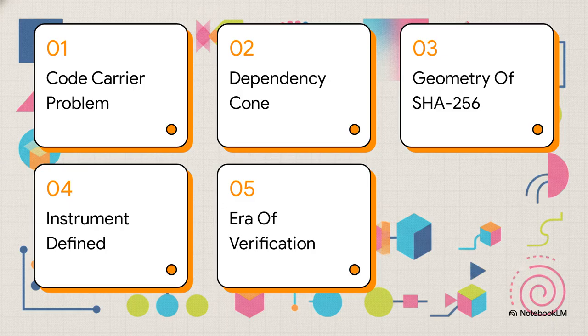So here's our roadmap for the investigation. We'll start with the code carrier problem, then move into extracting the dependency cone, look at the geometry of SHA-256, define the computational instrument, and finally, look at what this means for a new era of verification. Let's get into it. Part 1.